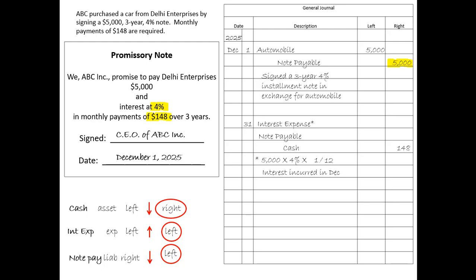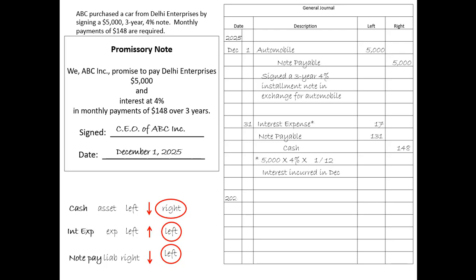$16.67, but to keep the numbers easier to read, we'll round to $17. To figure out how much we are paying down on the note, take our payment of $148 and subtract the $17 that goes to cover the interest expense. Turns out we paid down $131 of the $5,000 that we borrowed. This $131 that we paid down on the note will be important next month.